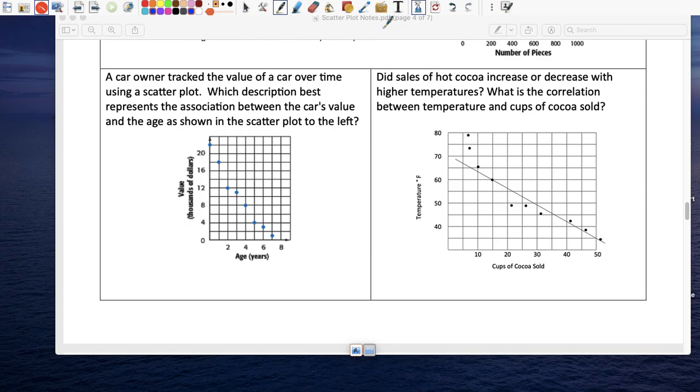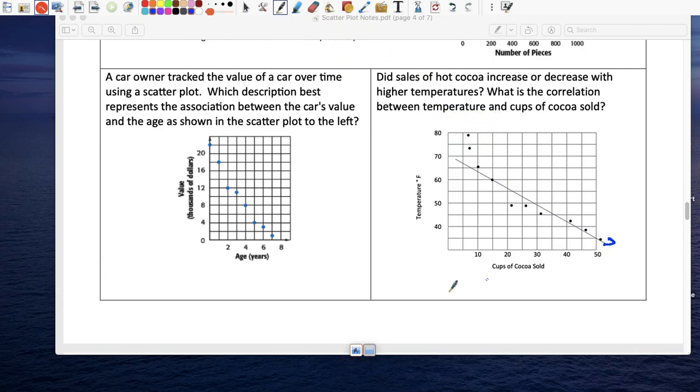What does this one say? Did sales of hot cocoa increase or decrease with higher temperatures? What is the correlation between the temperature and cups of hot chocolate sold? So it looks like the colder the temperature, the greater the number of hot chocolates sold. Except, could we call this an outlier? Because it was 80 degrees and they sold about 7 hot chocolates. Well, maybe, but let's keep it without that.